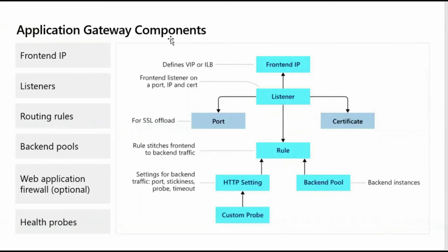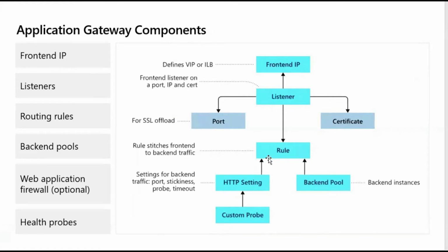Application gateway components: we have front-end IP and listeners. The front-end IP defines the VIP or IP for load balancing. The front-end listener listens on a port, IP, or certificate. What kind of port and protocol? It will listen for that information: port number and certificate.